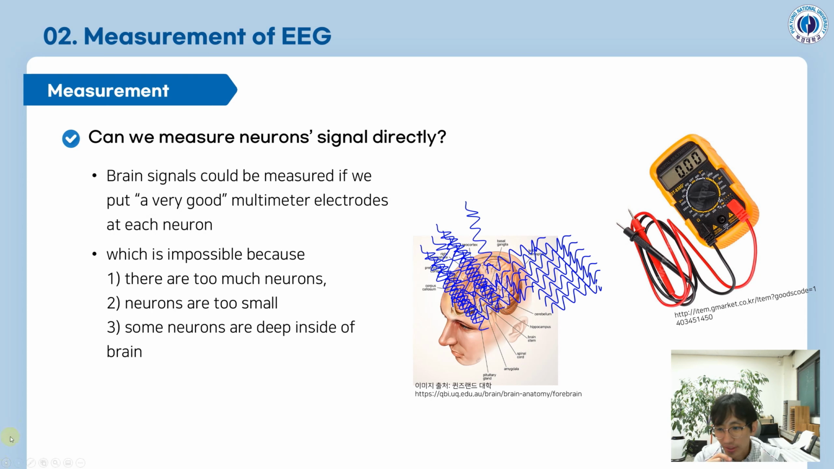And also, the third reason is some neurons are deep inside of our brain. So there are neurons on the cortex, your brain cortex. This is pretty much the outside of the brain, but some neurons are very deep inside of your brain. So in that case, it's going to be really difficult to measure the signal directly from the spot.